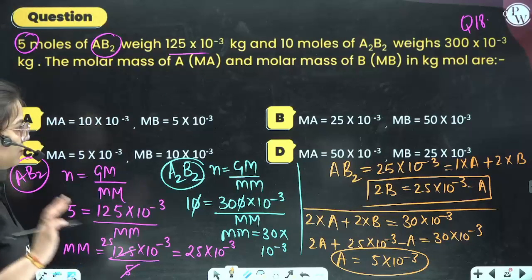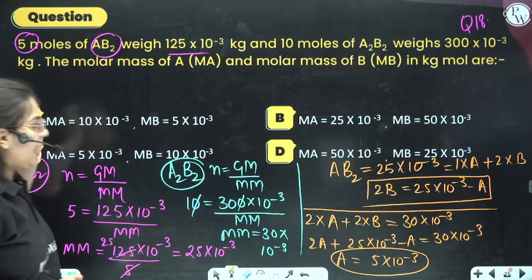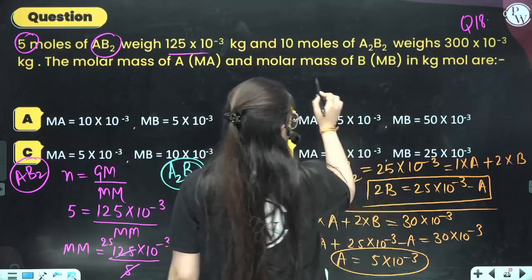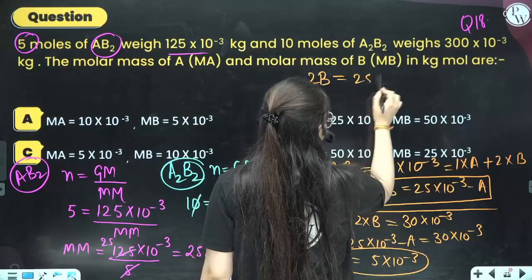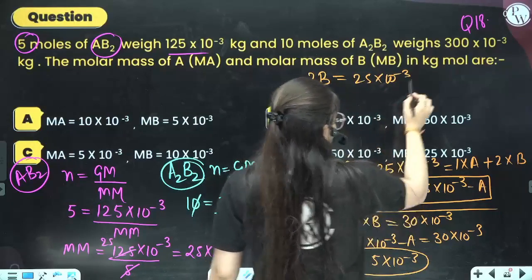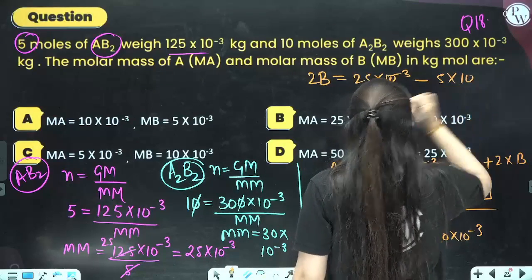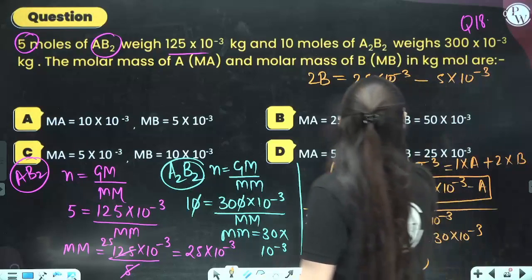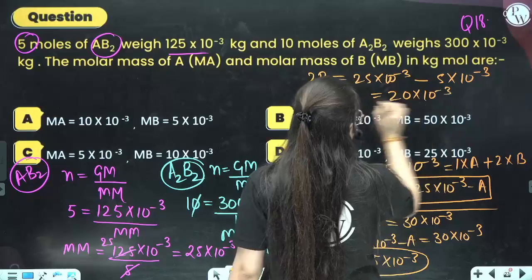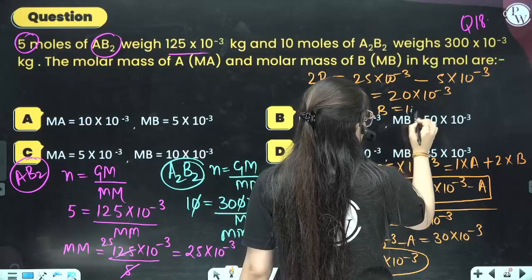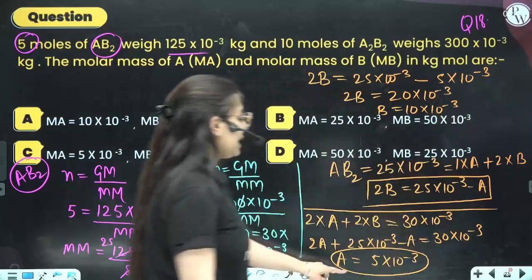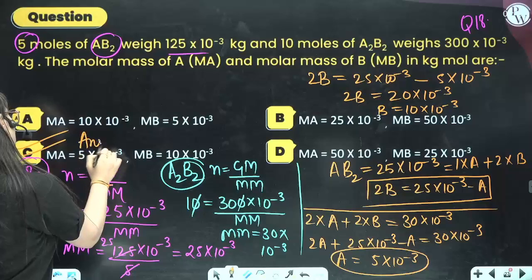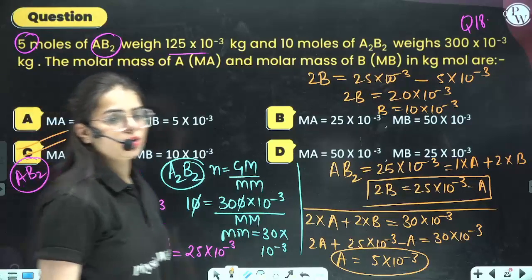So the A value we have already calculated. Now we will look at the value of B. 2B is equivalent to 25 into 10 raised to the power minus 3 minus A. A is 5 into 10 raised to the power minus 3. So this is basically 20 into 10 raised to the power minus 3. This is 2B, so B comes out to be 10 into 10 raised to the power minus 3. A came out to be 5 into 10 raised to the power minus 3, and B came out to be this. So option number C is going to be our correct answer.